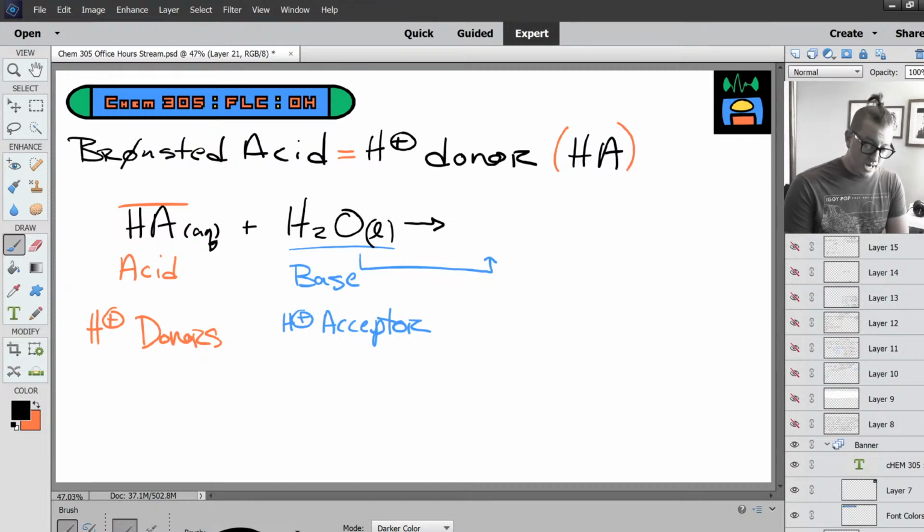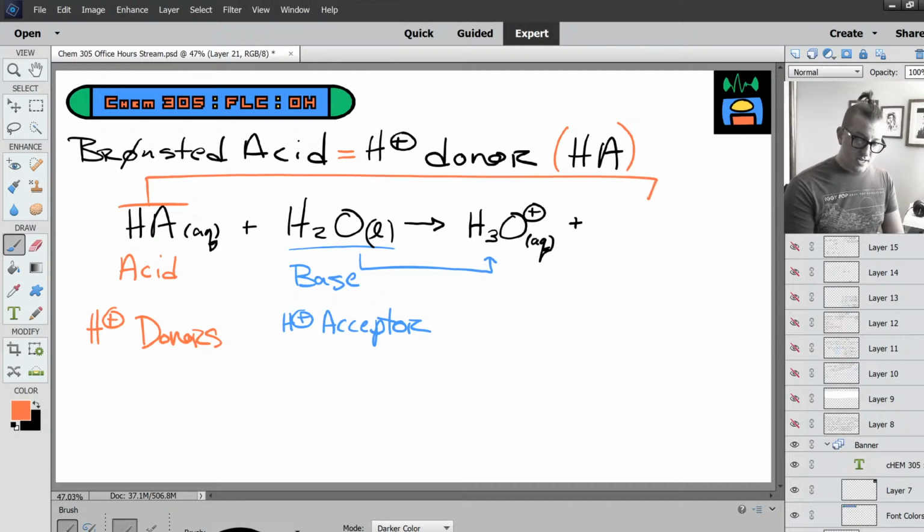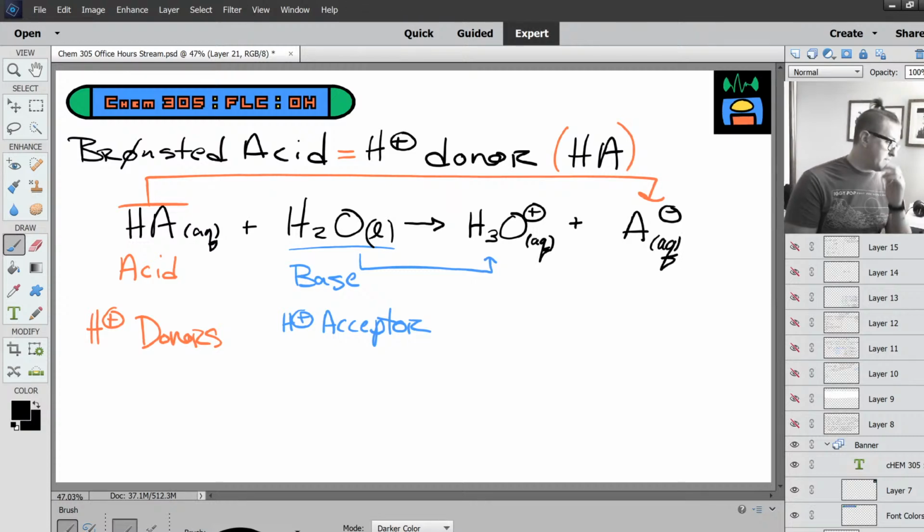Water is the base in this reaction, right? It is the base. Bases accept protons. That means that its hydrogen count needs to increase, not decrease. Not only does it accept a hydrogen, it accepts a hydrogen with that positive charge. So H2O will turn into hydronium, H3O+. Now, because HA is the proton donor, it loses H+, leaving behind simply A, and because it lost a positive charge, a minus charge is left behind.